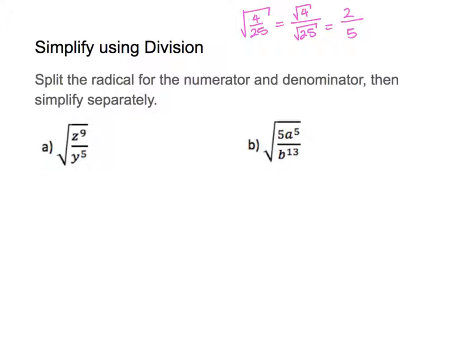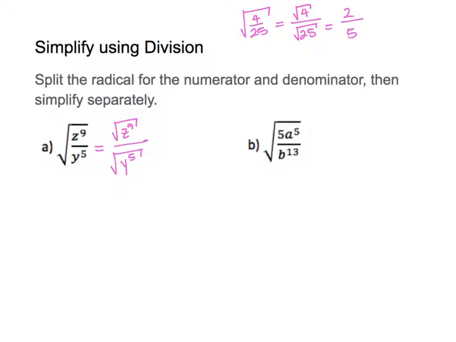It's just the same when we have variables. So the square root of this I can break up as z to the 9th and give it its own square root. And then the bottom, the denominator, I can give its own square root. So square root of y to the 5th power. So the first thing we need to do is split up the square roots. So this problem here, I'm going to now try to simplify the top and bottom separately.